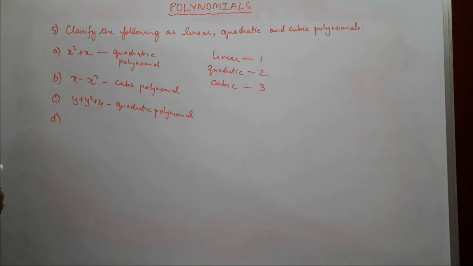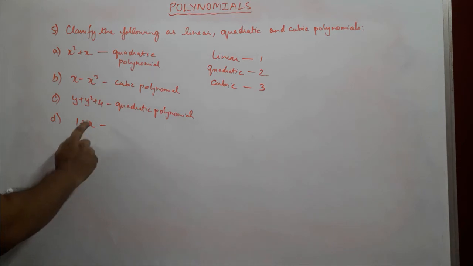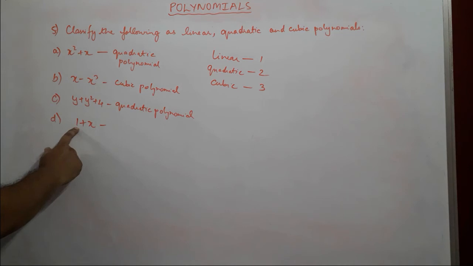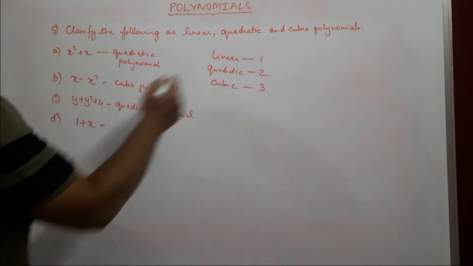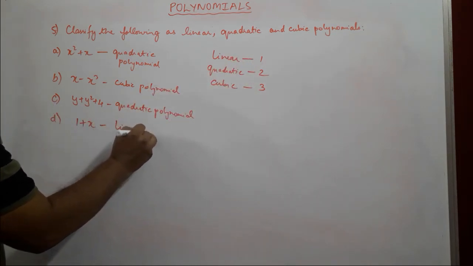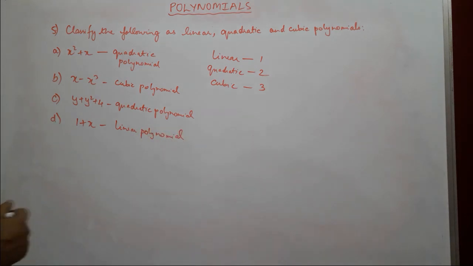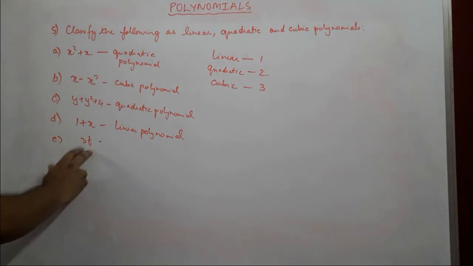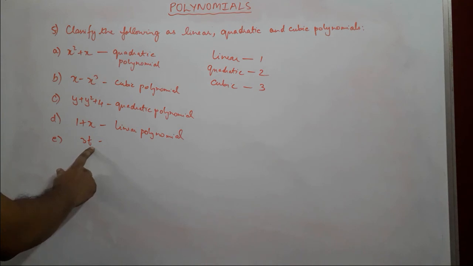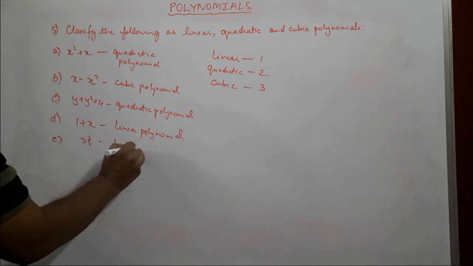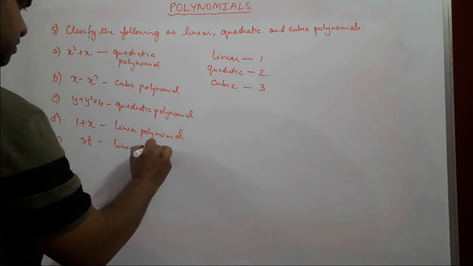Let's solve one more. 1 plus x, the highest degree has got to be 1 over here, because in this term the power of x would be 0. So when the highest degree is 1, that would become a linear polynomial. This was an example of a linear polynomial. Next one says 3t, so there is only one term whose degree is 1. So that would once again be a linear polynomial.